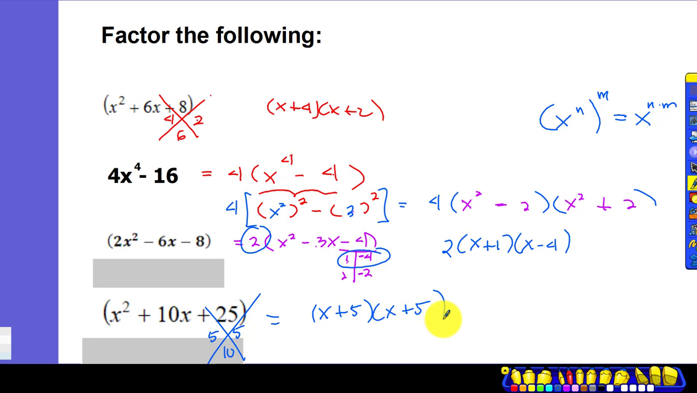Of course, if you don't see this as an option, try to check if you have x plus 5 squared, because these two are the same thing. Okay? So factoring is very, very important when you divide a polynomial by a binomial. Okay? And that's our lesson for today.